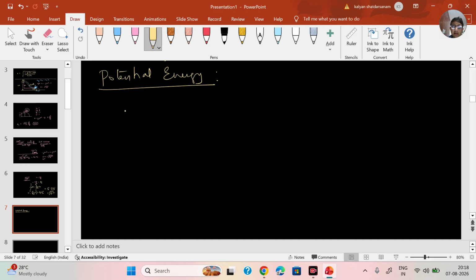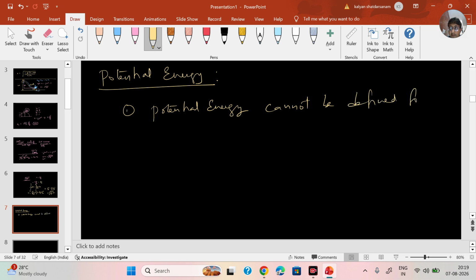See, rule number one, I am not even introducing you to the definition right now. I'm just giving you the outline, the boundary conditions. Potential energy cannot be defined for a single particle, or what I call a free radical.